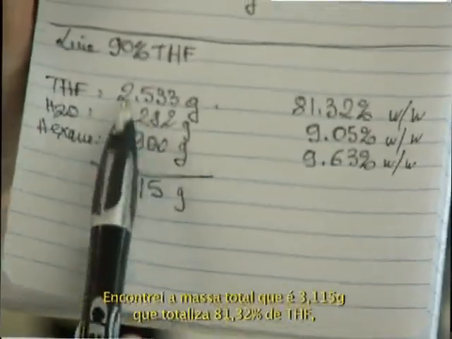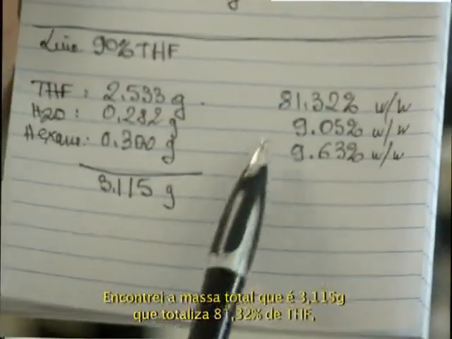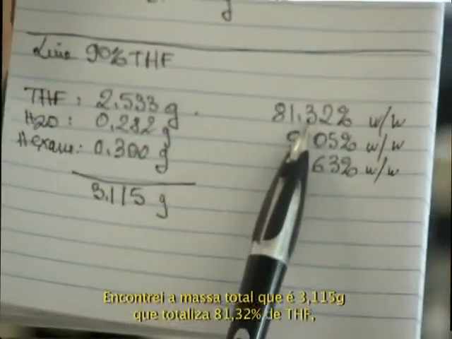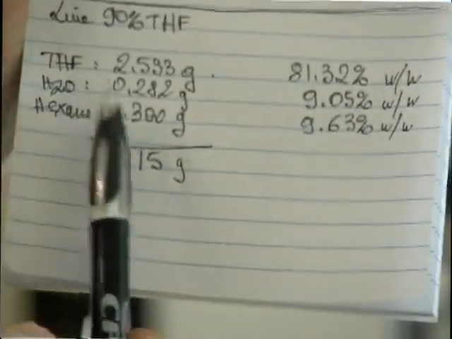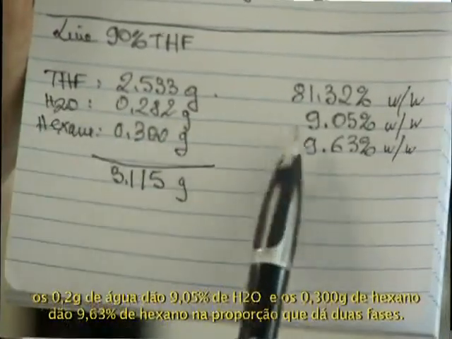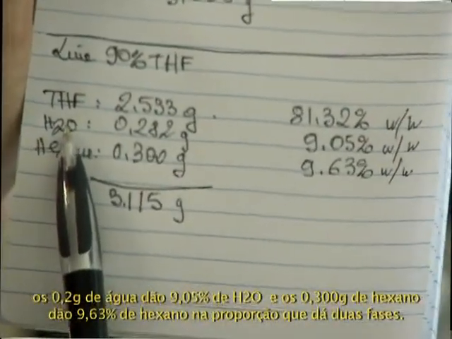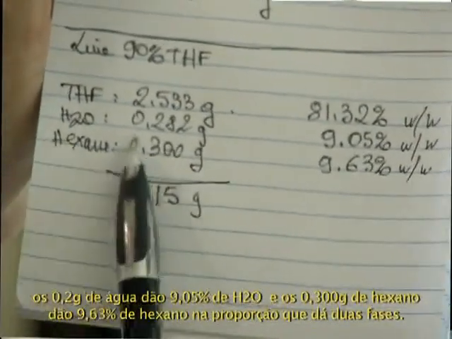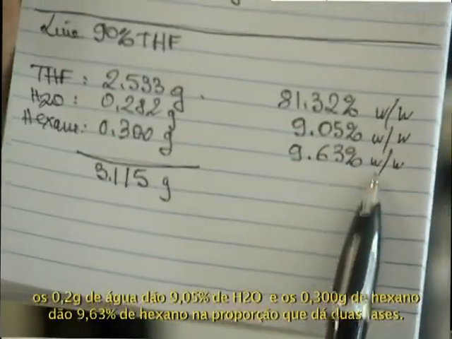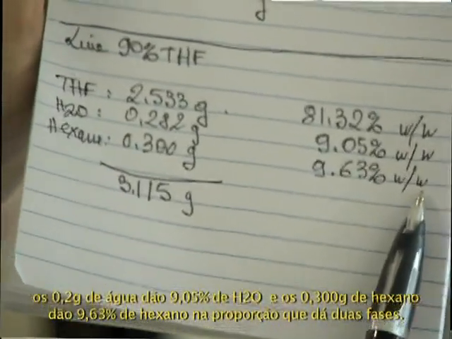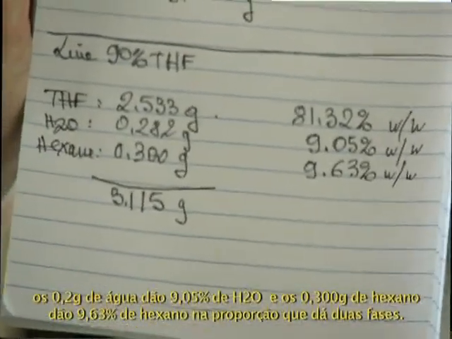I found that total mass is 3.115 gram, which makes 81% of THF. The 0.28 of water makes 9% of water in this composition, and the 0.3 of hexane, approximately the same, makes 9.6% in weight percentage of hexane in the proportion that gives two phases.